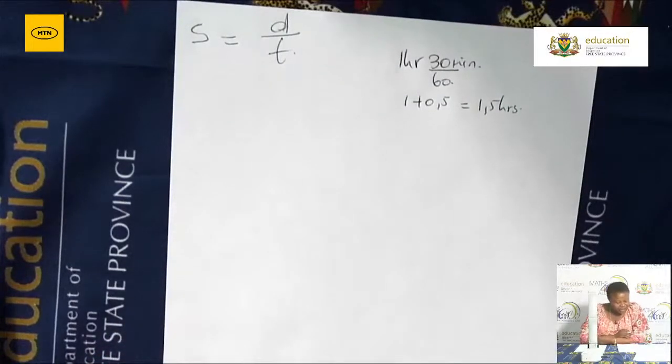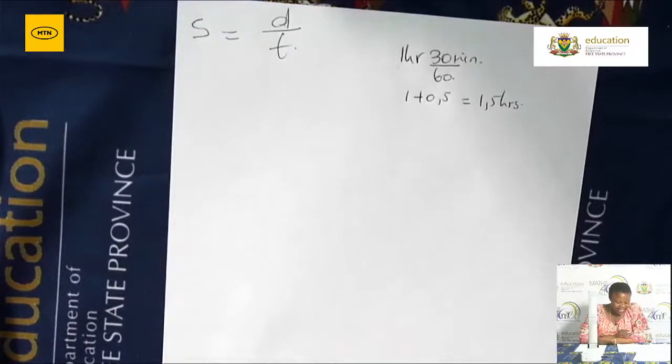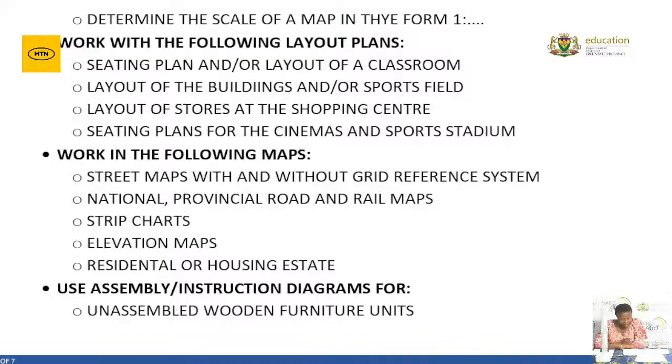And then we move on to the next one, which is the elevation maps, as well as the residential or housing estate. Under the residential or housing estate is where we are provided with the maps of the flats, where there's a side view of the flat, and you must be able to identify how many tenants can be accommodated in that place. And then we have assembling instructions in the diagrams.